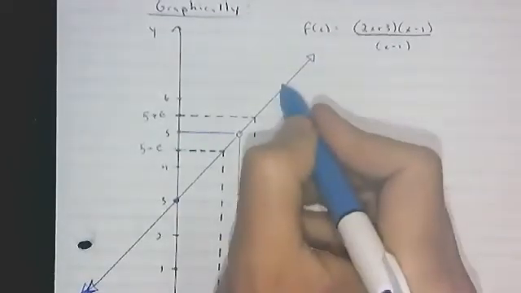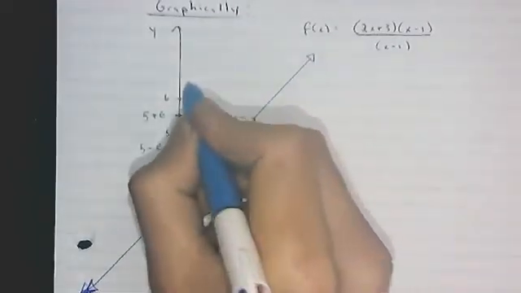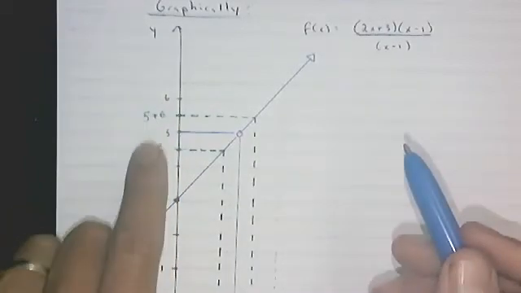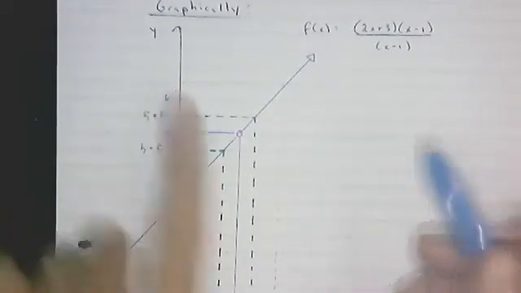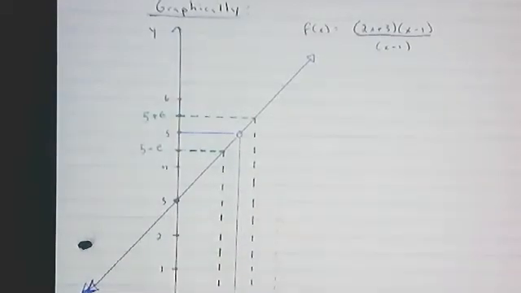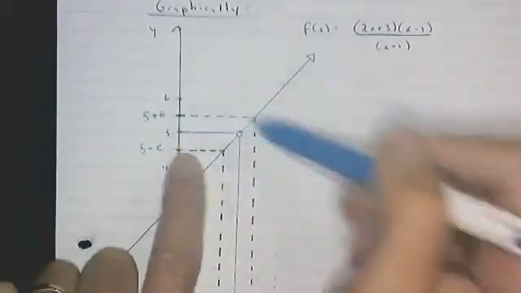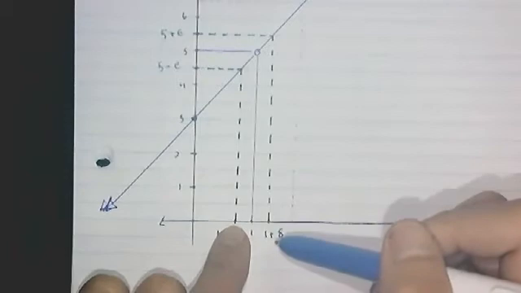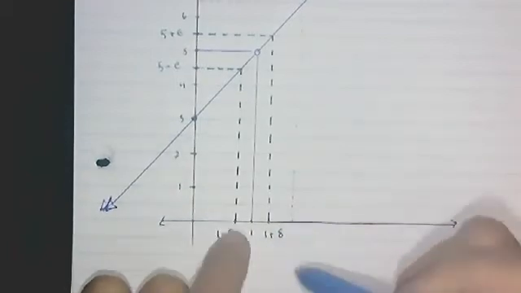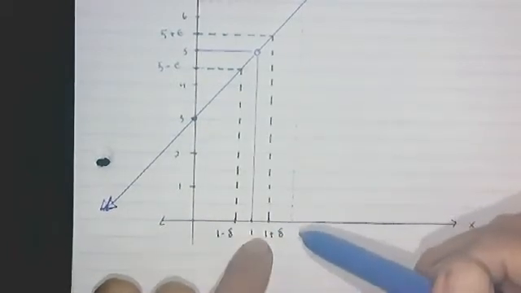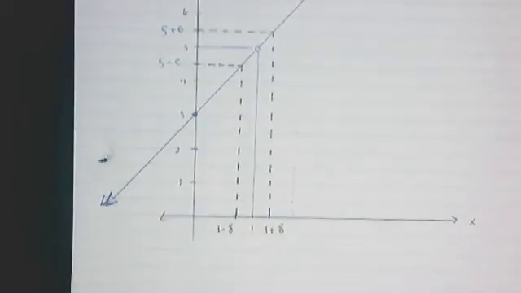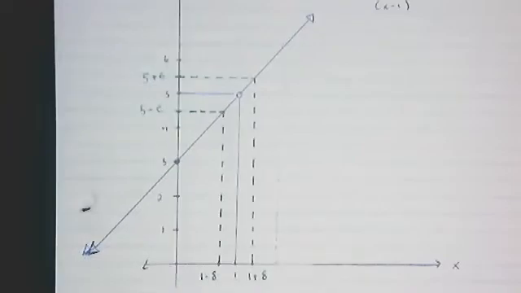This function value is not within delta of 5. Sorry, is not within epsilon of 5 because it was not within delta of 1. But again, the choice of epsilon determines the appropriate delta. Delta depends on epsilon, not the other way around. Okay.